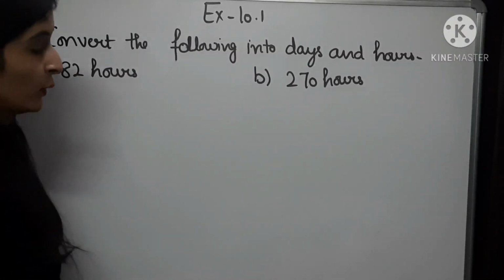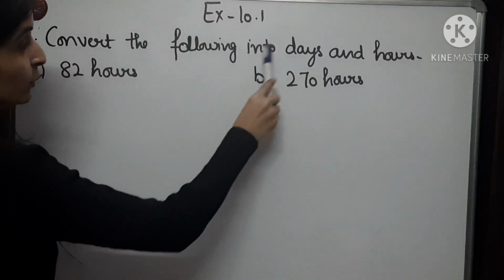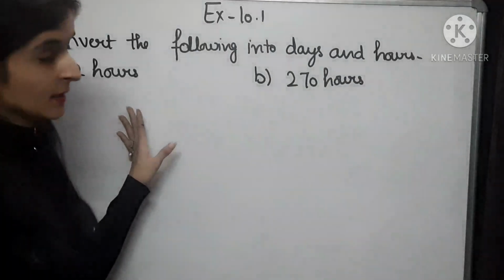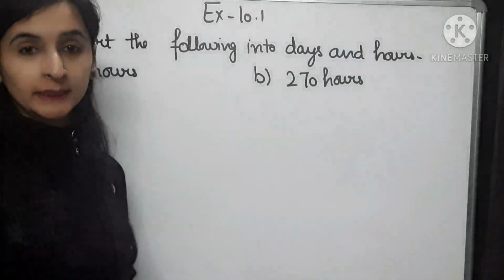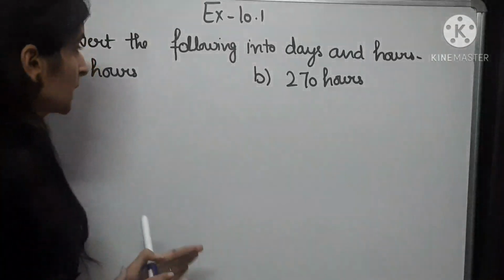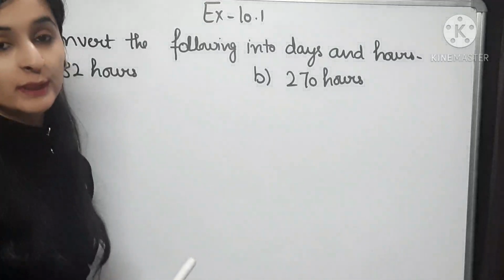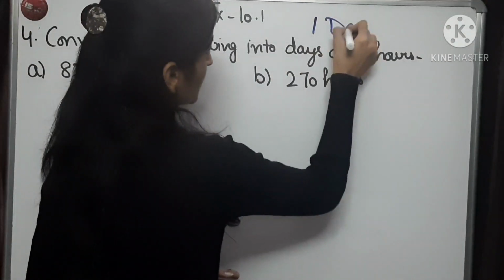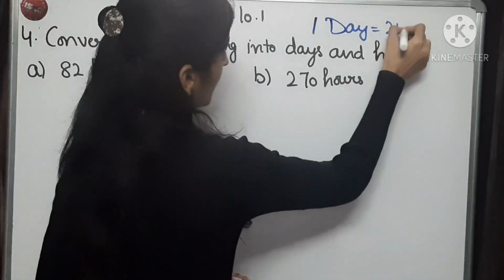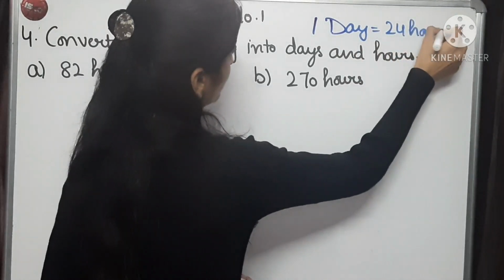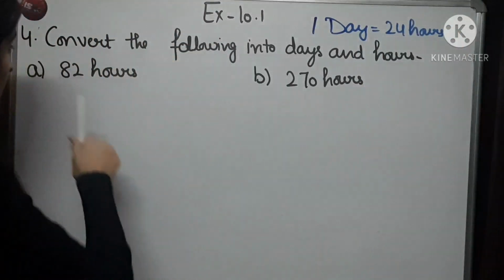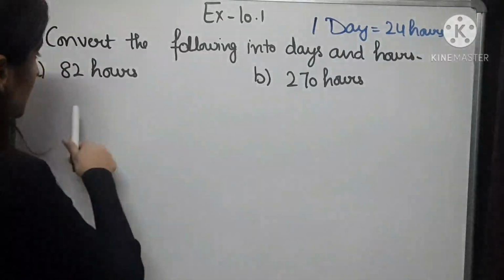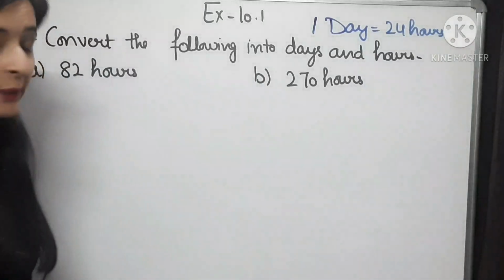Now question number 4 is convert the following into days and hours. Here children, we have given in hours, and first of all we have to convert in days. So for converting hours to days, what do we do? We divide by 24, because in one day there are 24 hours. If in one day there are 24 hours, then in 82 hours, how many days will be there? We are going to divide this 82 by 24.